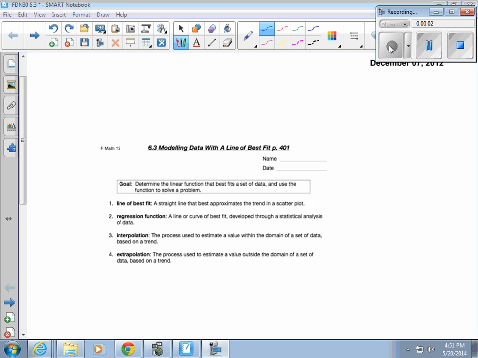6.3 is modeling data with a line of best fit. So we have a few definitions to look at. What a line of best fit does is it's a line that you are going to draw through data when you're given data that doesn't necessarily follow a nice linear equation or linear function. The data is kind of scattered around a little bit, but you can draw a line through it in order to do some hypothesizing as to what the correct answer might be.